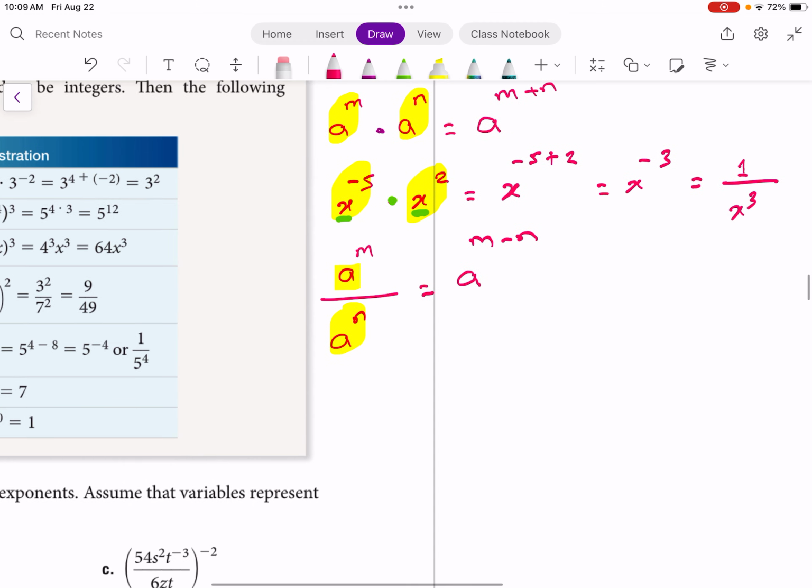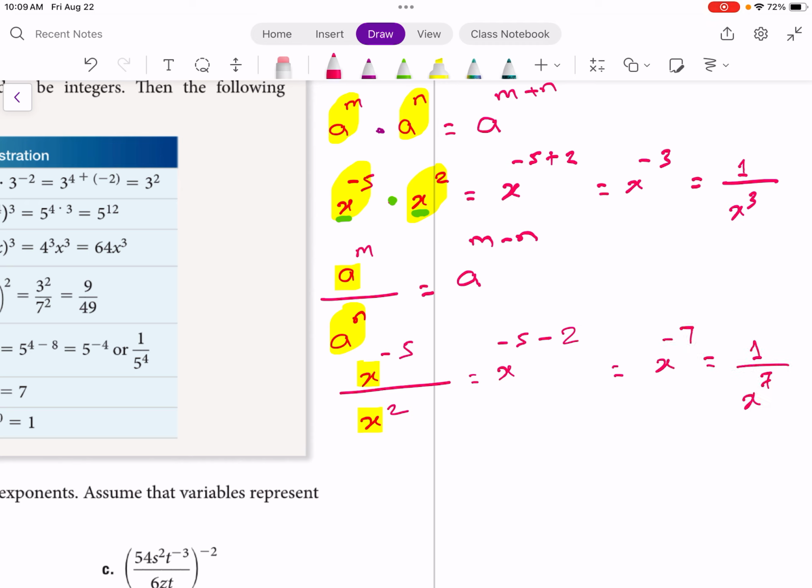Let me take a similar example. We have x to the power negative 5 divided by x squared. Keep in mind we have the same base, x. Then you write down the numerator exponent minus the denominator exponent, and this is x to the power negative 7, which is 1 over x to the power 7.